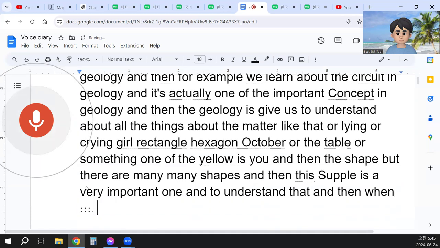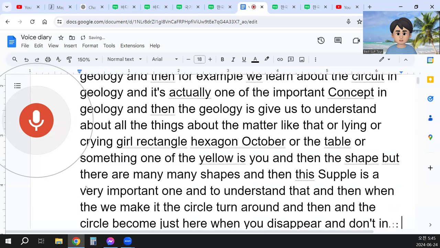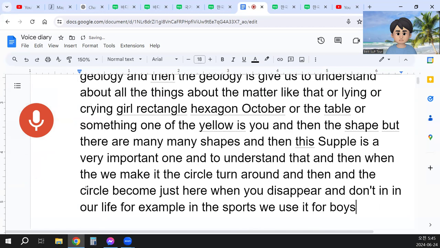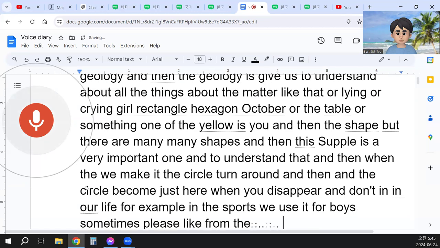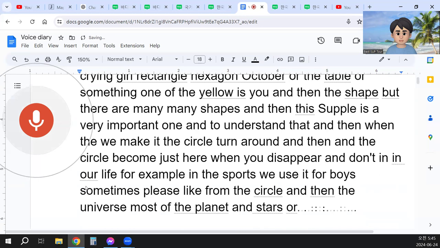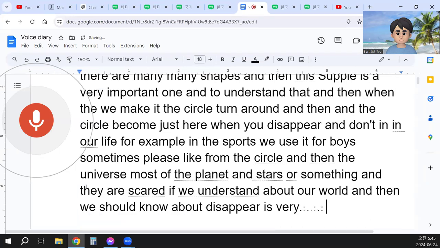And then when we make a circle turn around, the circle becomes a sphere. We use a sphere in our life, for example, in sports, we use the balls. The balls are spheres, and sometimes a ball has a twist from the circle, and then the universe, most of the planets and stars, they are spheres. If we understand about our world, then we should know about the sphere. Sphere is a very important concept, and geology matters.